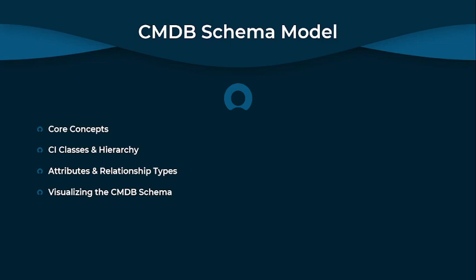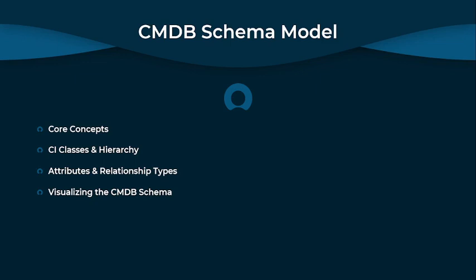Then attributes, characteristics or properties of CIs. Each CI class have specific attributes that define it, such as name, serial number, status, and location. Then relationship, link between CIs that define how they interact or depend on each other. Relationship help in understanding the impact of changes and incident on the IT environment.